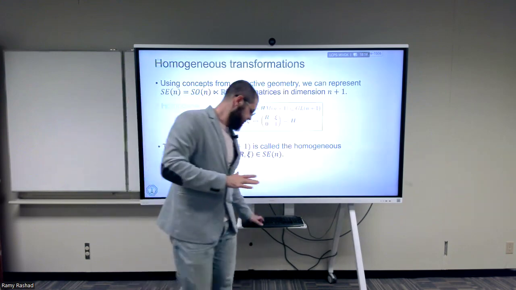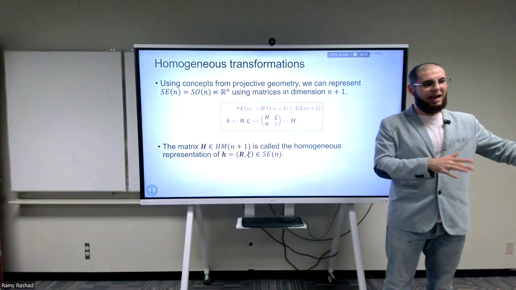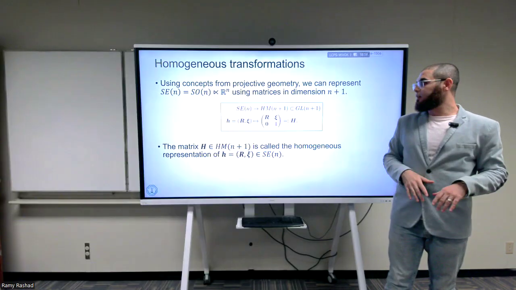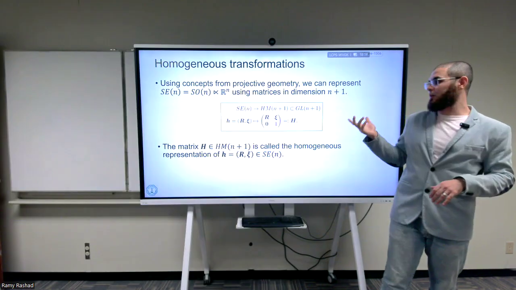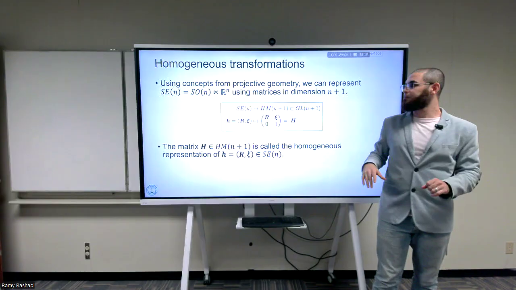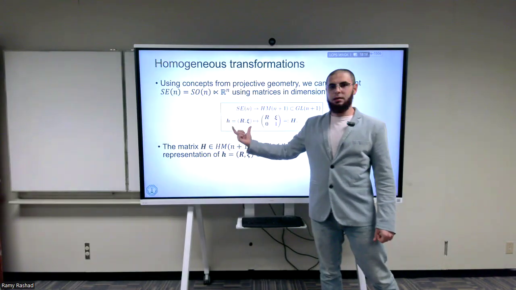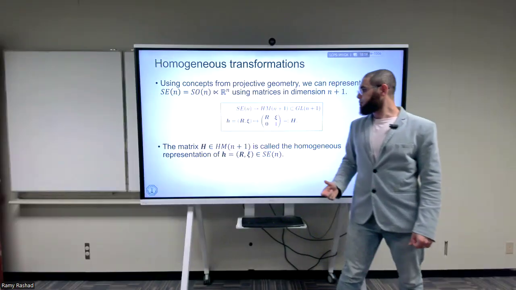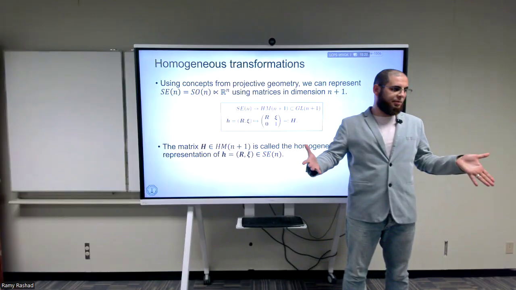But we can use a trick. There is some very heavy mathematics there. The whole idea is that this is related to something called projective geometry. Something very big, very deep. But the idea is that this group SE(n), which is the pair of R and psi, we can actually embed in a higher dimensional space.